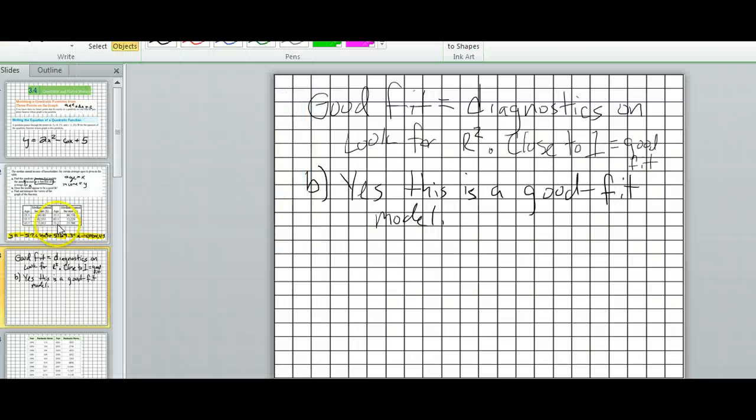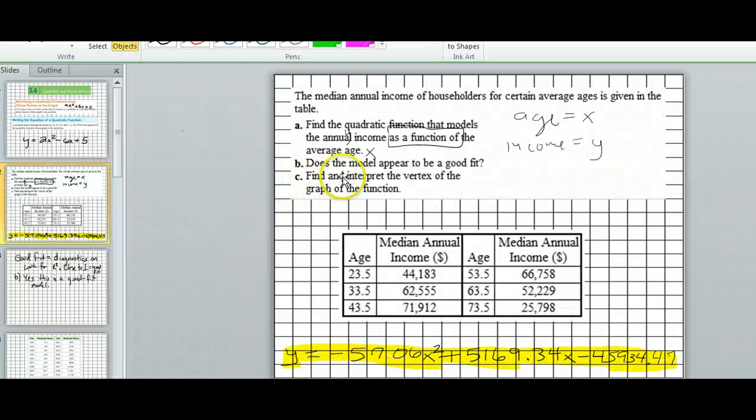Alright, back to the question. Find and interpret the vertex of the graph of the function, this thing that we just came up with.